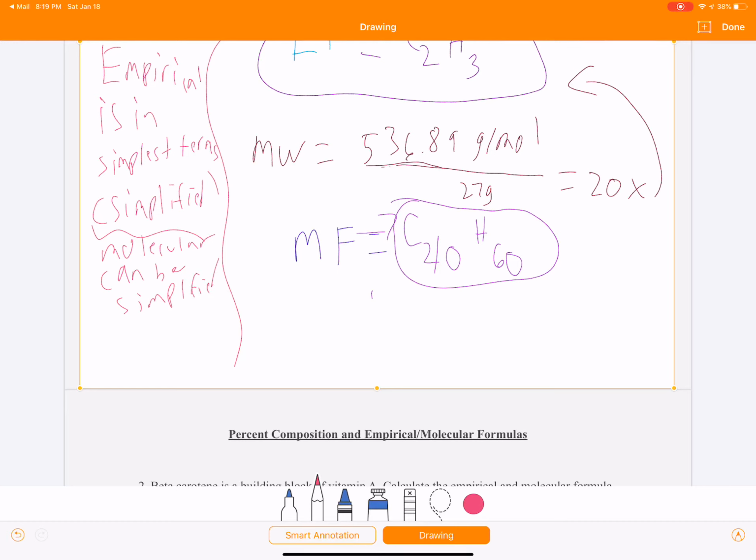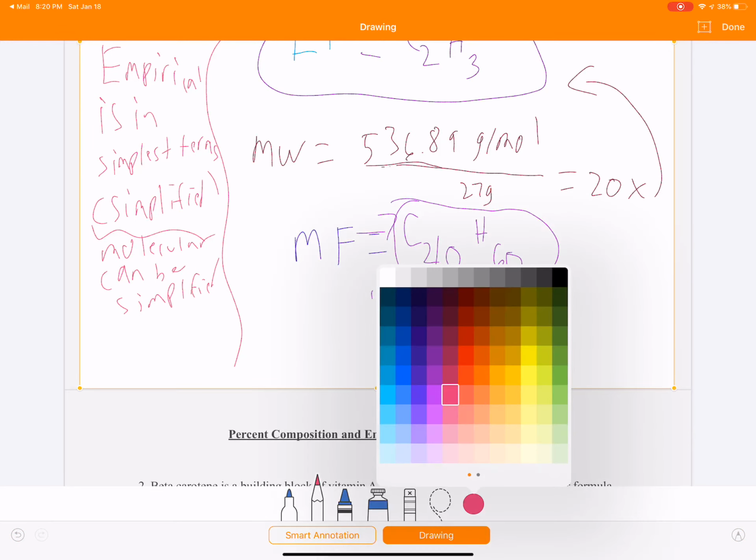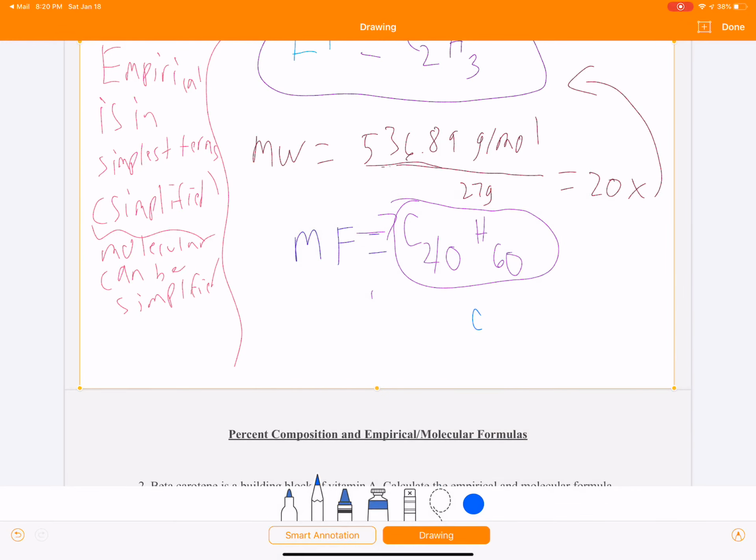Well, let's try to do that here. We have the molecular formula of C40H60. Let's divide by 2. We get C20H30. Now we're going to divide by 10. We get C2H3. And look at that. That is precisely our empirical formula. So that's how they're related.